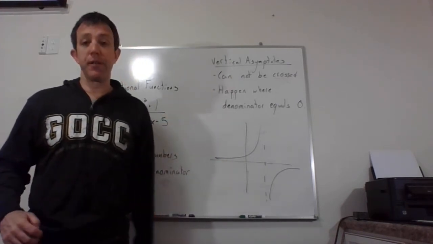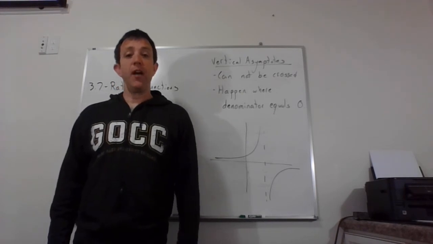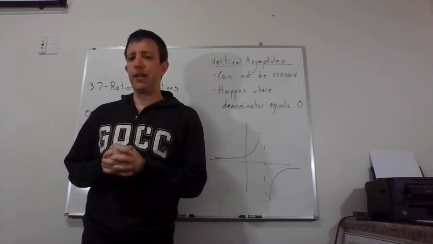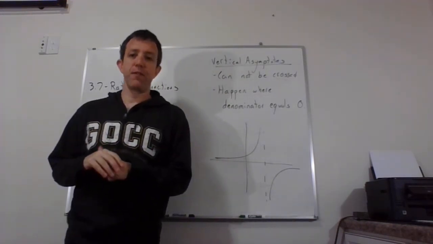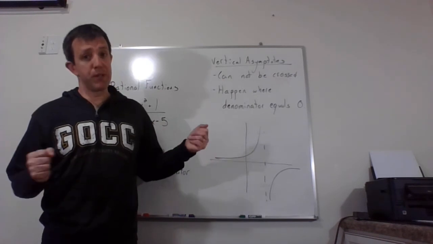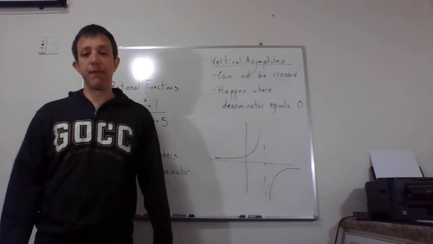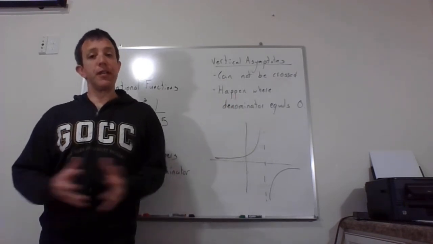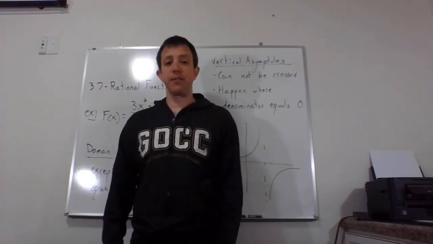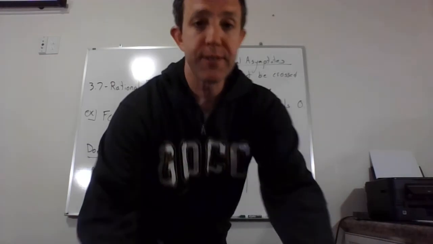They happen anywhere that the denominator is equal to 0, as long as your fraction is reduced. We'll look at one later where we can reduce it first, and we'll see what happens. But as long as your fraction is already reduced, which is most of the time, they happen wherever the denominator is equal to 0. So let's look at an example and find some vertical asymptotes and see what happens with these vertical asymptotes too. All right, let me get some new stuff.